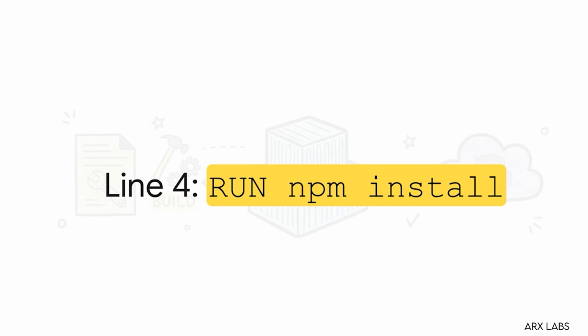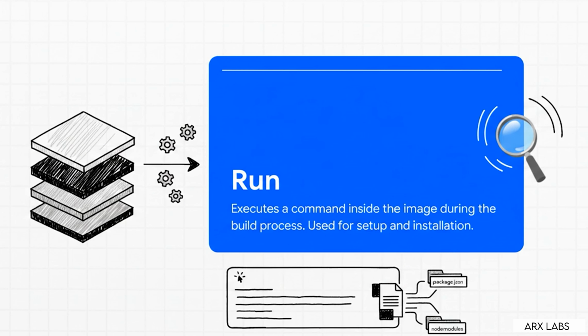We're getting close. But it can't run on its own, right? It has dependencies, all those libraries and packages listed in our package.json file. We need to install them. This is where the RUN command comes into play. RUN executes commands while the image is being built. So here, RUN npm install is going to kick off the installation of all our node modules.